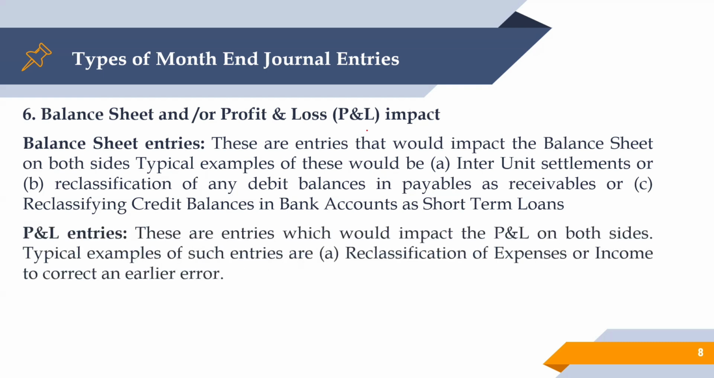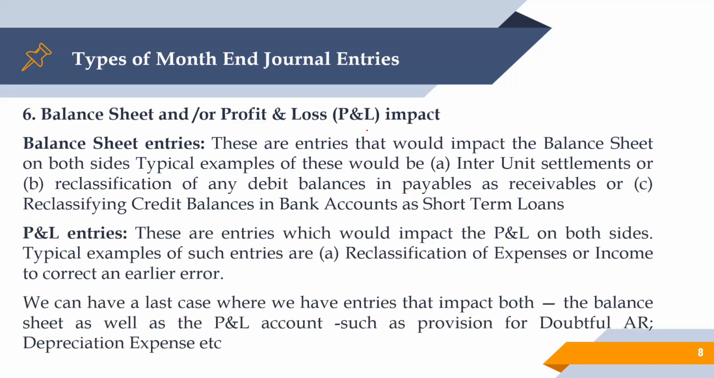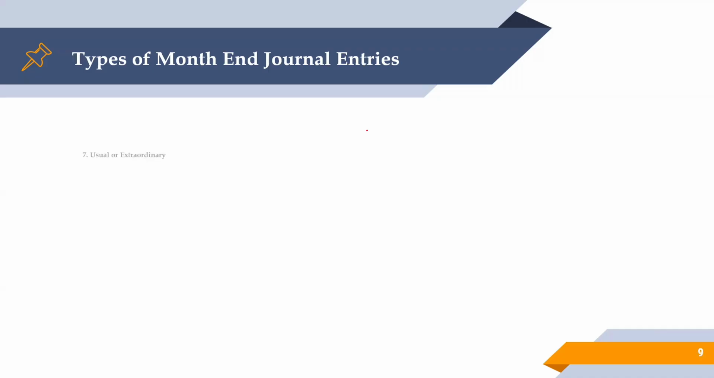Similarly, towards the P&L as well, there are entries which would impact the P&L on both sides. Typical examples of such entries are reclassification of expenses or income to correct an earlier error. That's going to be P&L entries. We can have a last case where we have entries that impact both the balance sheet as well as the P&L account, such as provision for doubtful accounts receivable, or depreciation expense, etc.